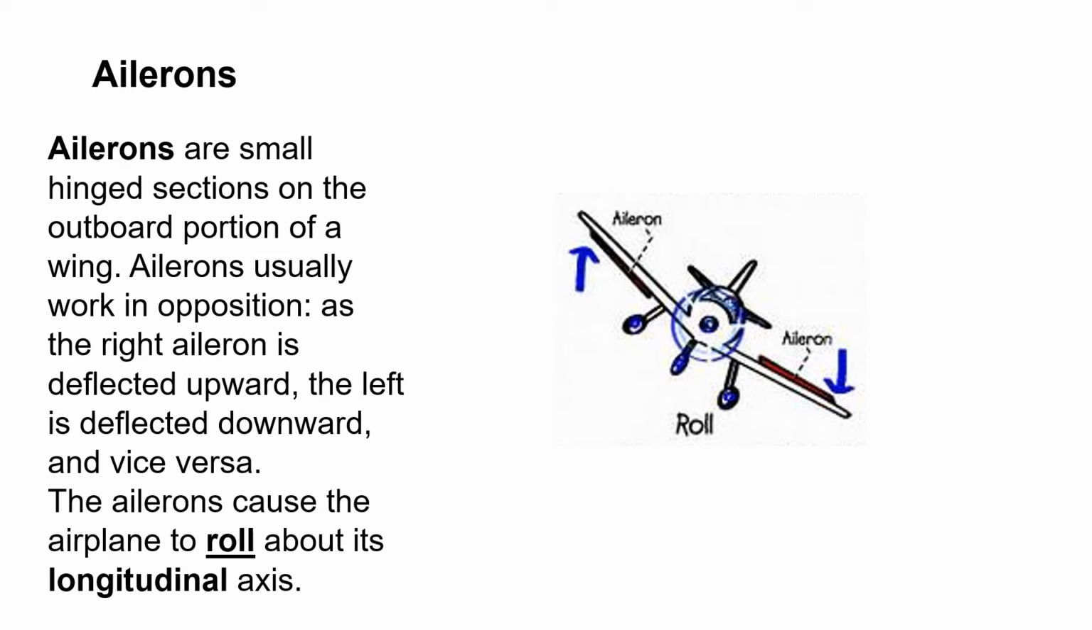If we wanted to roll about the longitudinal axis, we would move the yoke or stick in the direction of desired roll. If we were to roll to the left, such an action would cause the left aileron to deflect upward and the right aileron to deflect downward. This would result in the left wing being deflected downward and the right wing being deflected upward, creating a component of lift acting to the left, causing the plane to begin turning to the left.